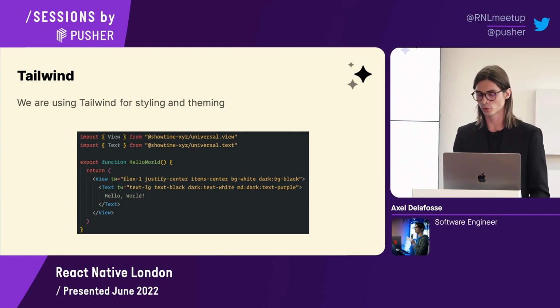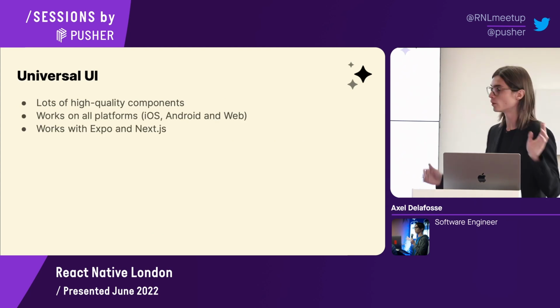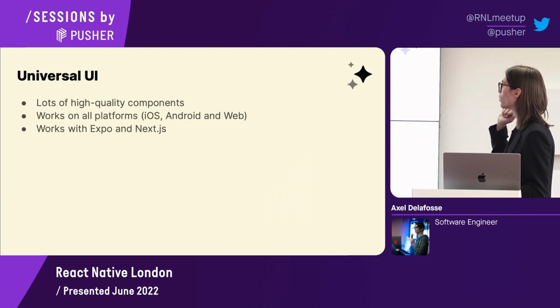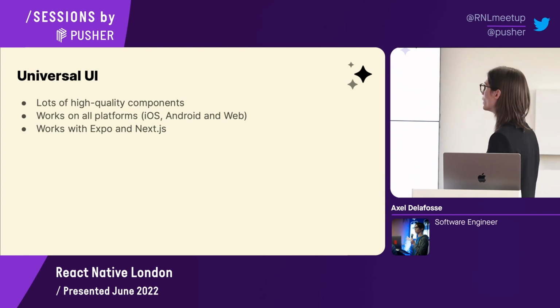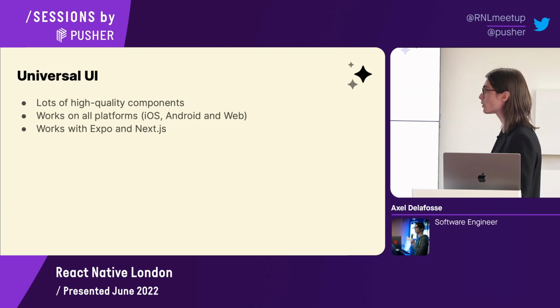So that's my 2 cents, but again, that's probably something that will end up being your choice in the end. So universal UI, that's a lot of high quality components that work on all the platforms, iOS, Android, and web, but maybe one day desktop too, macOS and Windows. That's something I really wanted to exist. It's the whole point of React Native, right?